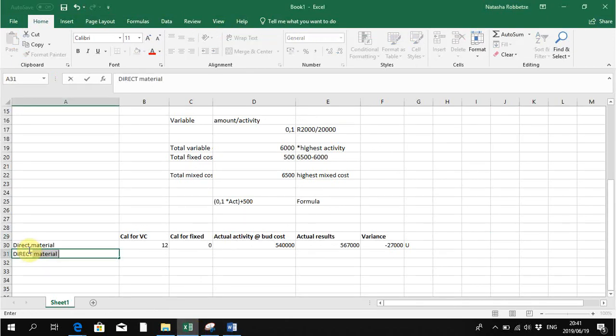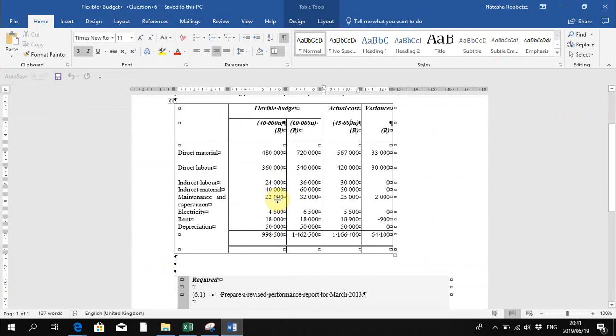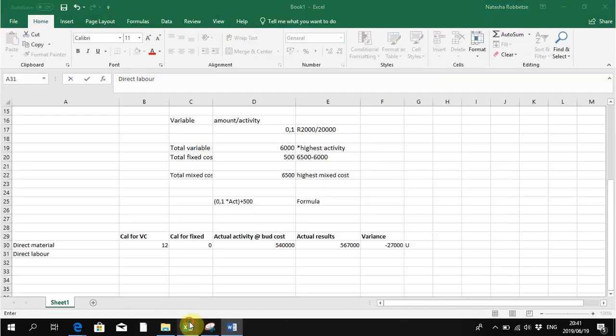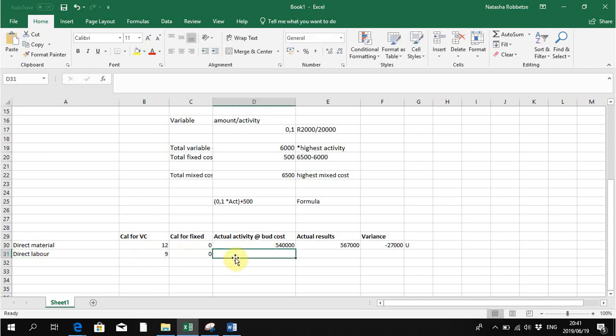Direct labor was a variable cost, because if we divide the 360,000 by 40,000 units of activity, I get 9 Rand, and if I divide the 540,000 of the budget by the 60,000 units, then I also get 9 Rand. So it's the same at every budgeted level, which makes it a variable cost. So I'm going to say the variable cost is then 9 Rand. There is no fixed cost because it's a pure variable cost.